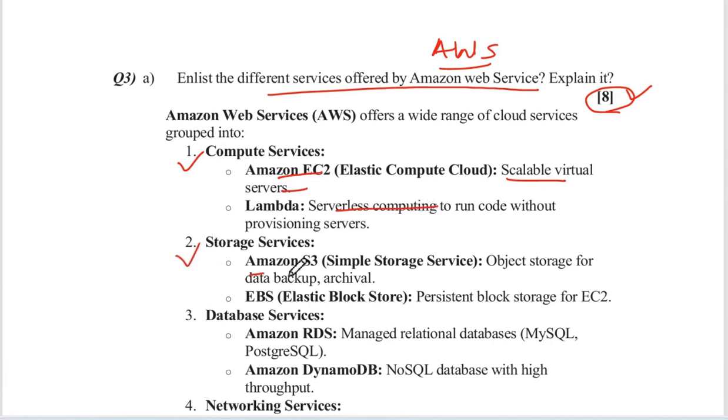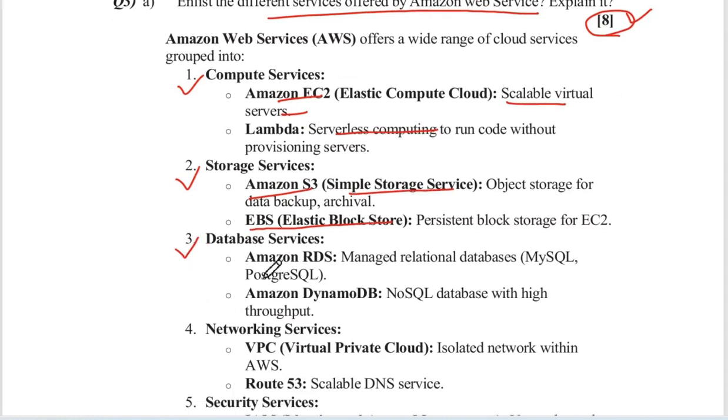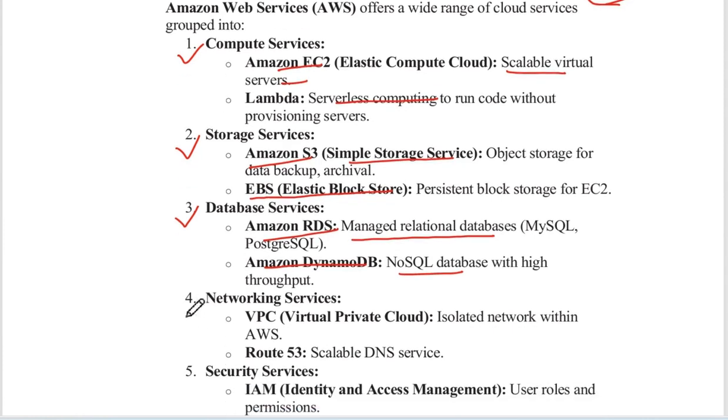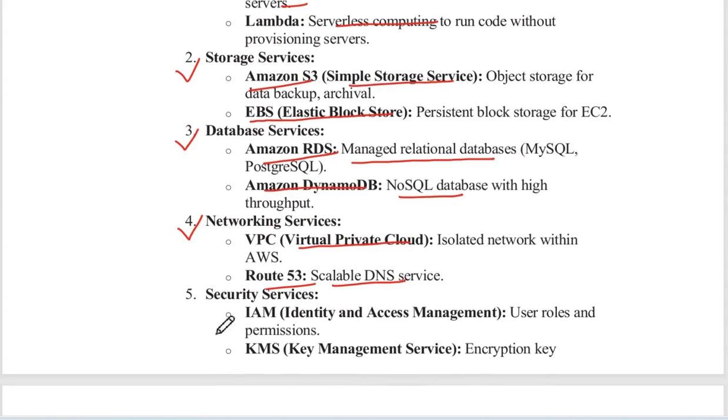Storage service: there is Amazon S3, that is Simple Storage Service, and EBS, that is Elastic Block Store. Third is database service, that is Amazon RDS, managed relational databases, right? Amazon DynamoDB, it is a NoSQL database. Fourth one is networking service. AWS provides you VPC, that is Virtual Private Cloud, and Route 53, that is a scalable DNS service.